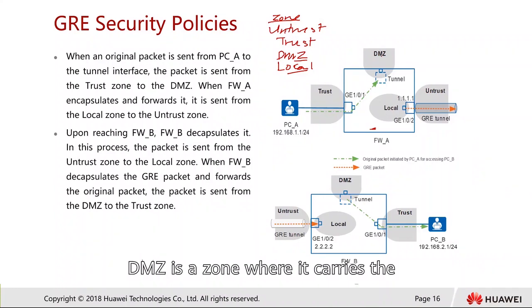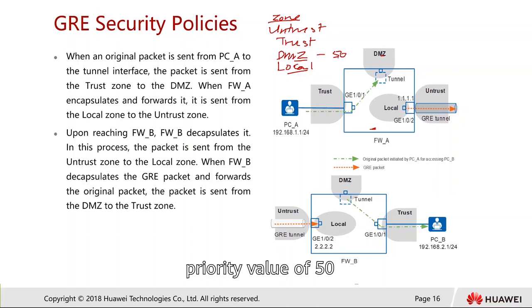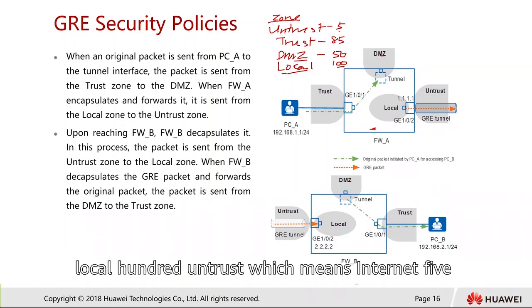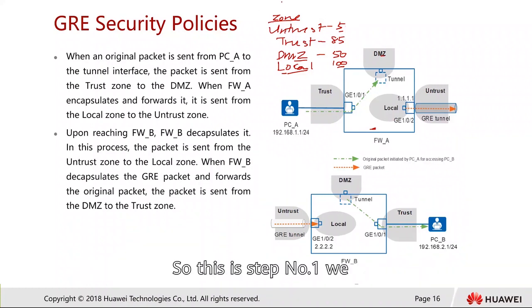DMZ carries a priority value of 50, local carries a priority value of 100, trust carries a value of 85, and untrust will carry a priority value of 5. Now the higher the value, the more trustworthy it is. So for example, local is 100, and untrust, which means internet, is 5. So this is step number 1.